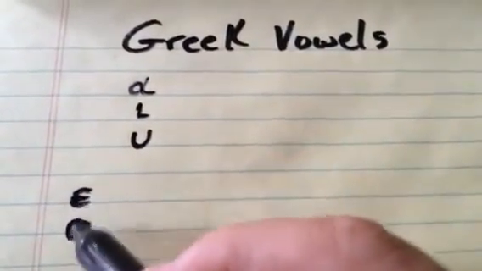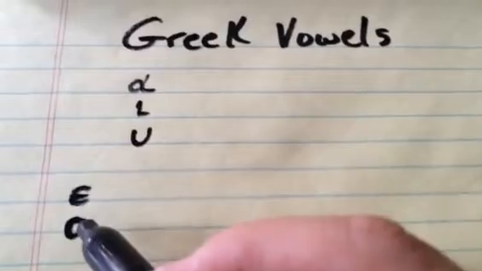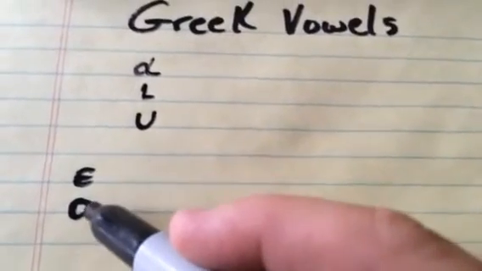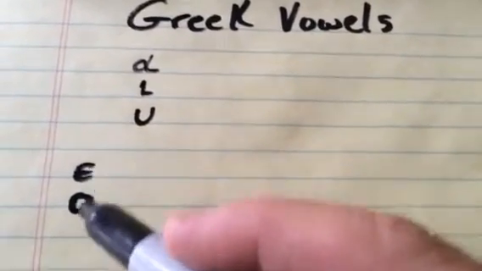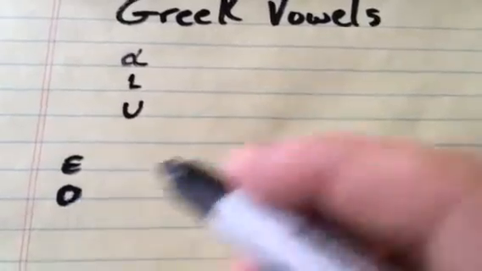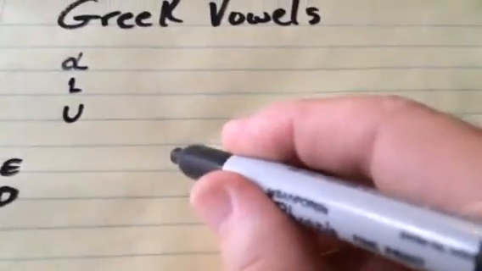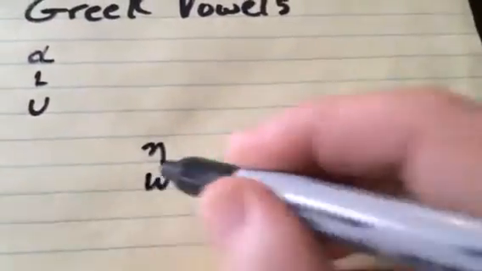Okay, next there are two vowels that I want to look at: epsilon and omicron. These two are always short. There's just one version, they're always short. This is E, this is O. Epsilon, E, omicron, O.